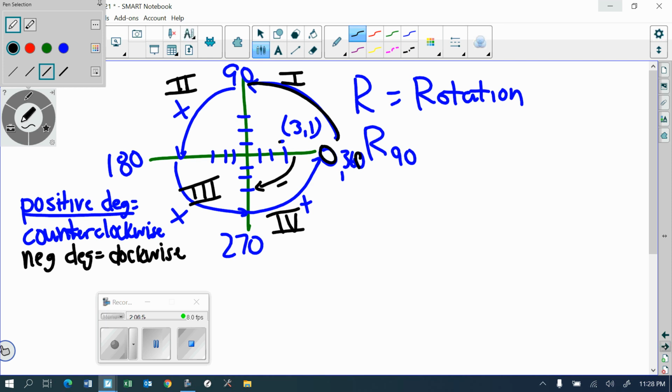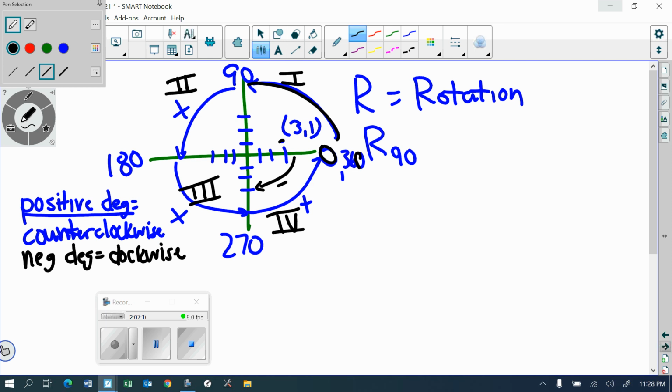Okay, so rotation. Every quadrant is 90 degrees. So if I start in quadrant 1 and I'm going 90 degrees positive, which is counterclockwise, I must end up in quadrant 2. If I start in quadrant 2, I must end up in quadrant 3. If I start in quadrant 3, I must end up in quadrant 4. That's positive 90 degrees counterclockwise.